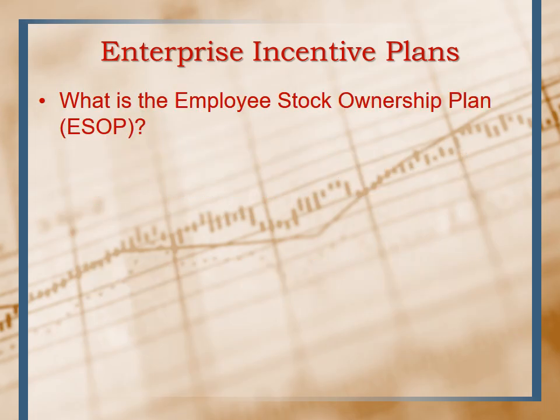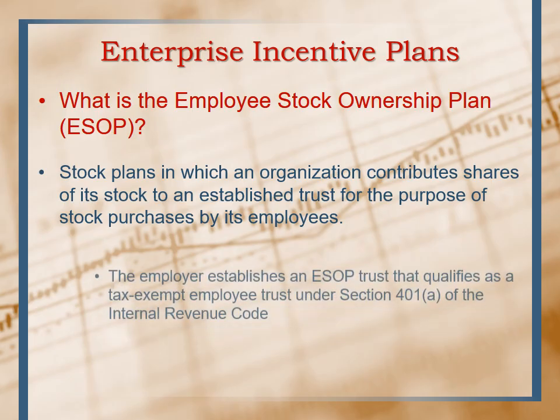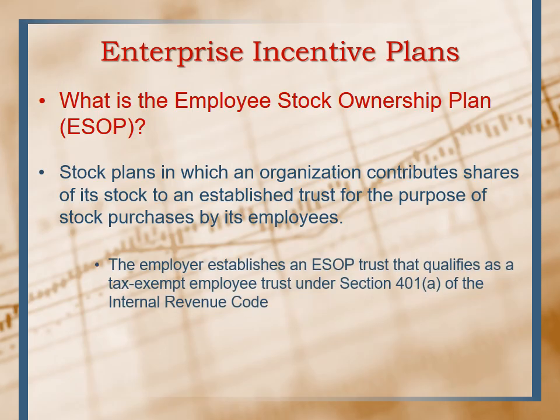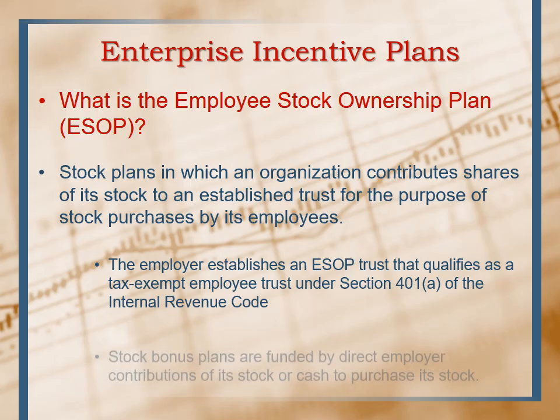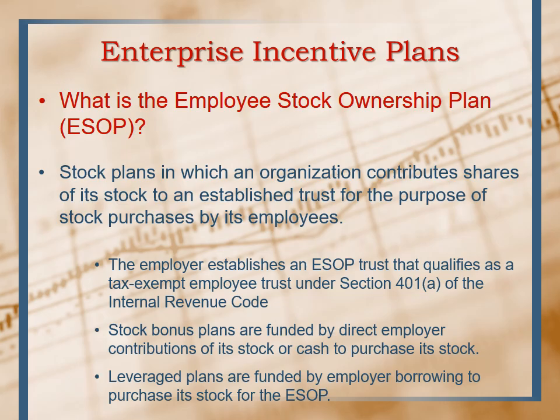Employee Stock Ownership Plan, ESOP, is a stock plan in which the organization contributes shares of its stock to an established trust for the purpose of stocks purchased by its employees. The employer establishes an ESOP trust that qualifies as a tax-exempt employee trust under Section 401(a) of the Internal Revenue Code. Stock bonus plans are funded by direct employer contributions of its stock or cash to purchase its stock. Leverage plans are funded by employer borrowing to purchase its stock for the ESOP.